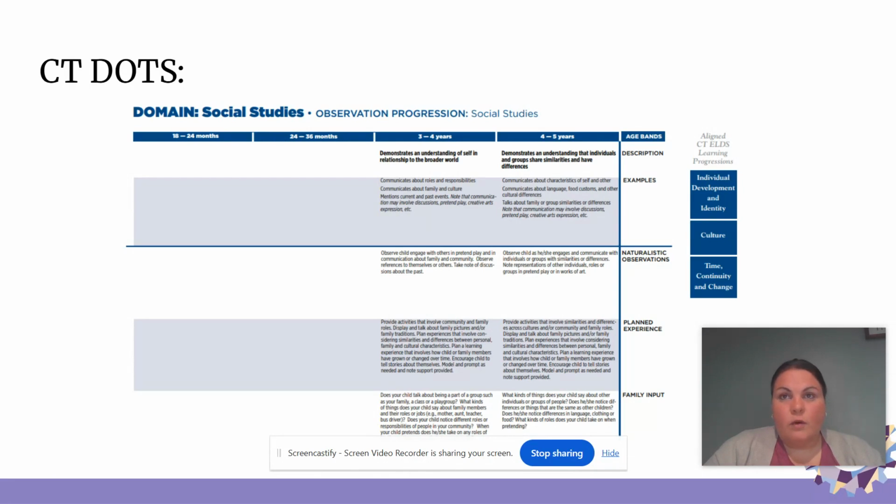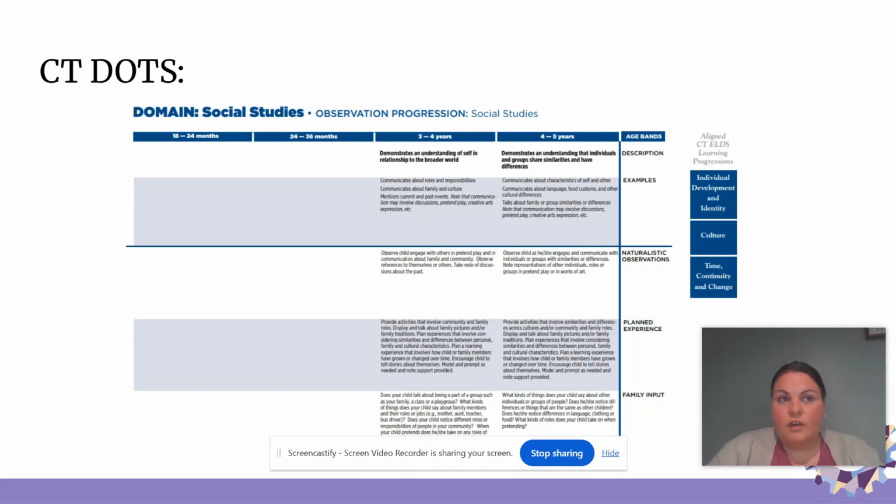Whereas for ages 4 to 5, it starts to expand a bit more. You might be noticing that children ages 4 to 5 are demonstrating an understanding of individuals and groups and how they share similarities and differences. Are they able to communicate characteristics of themselves and others? Do they share about various languages, foods, customs, or cultural differences?